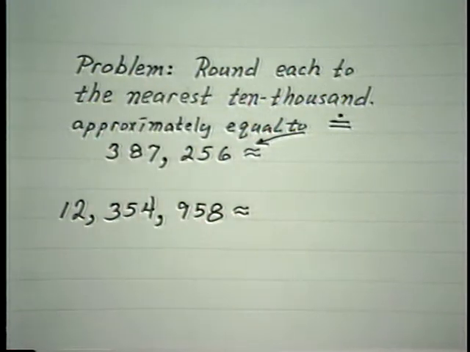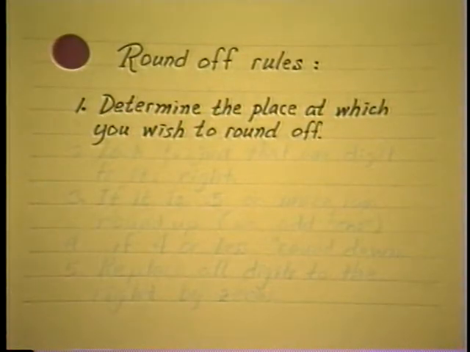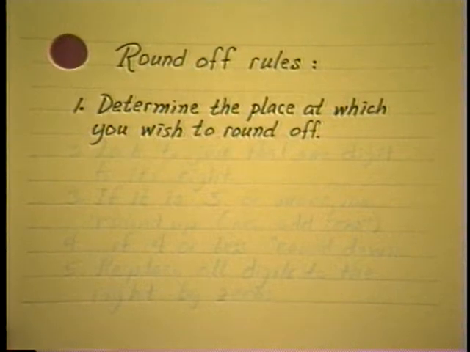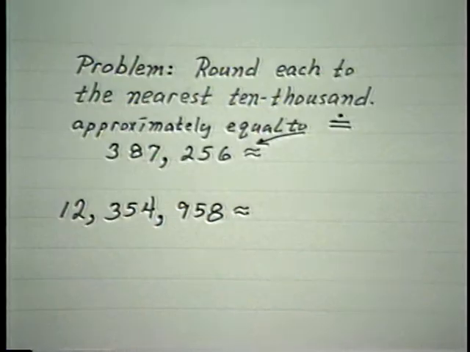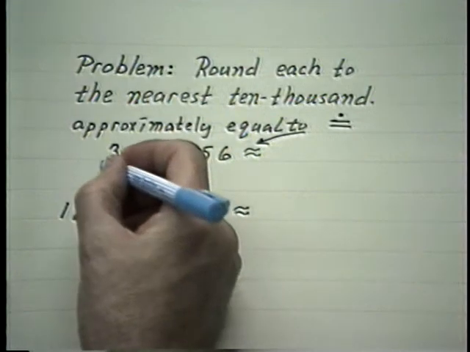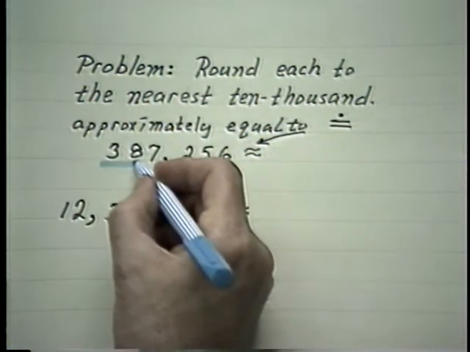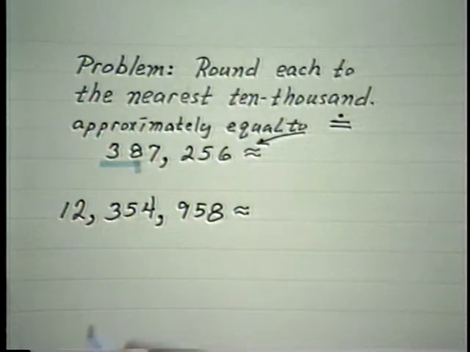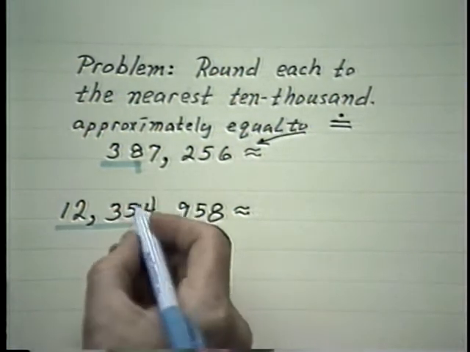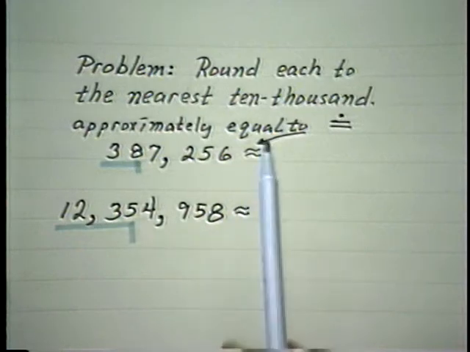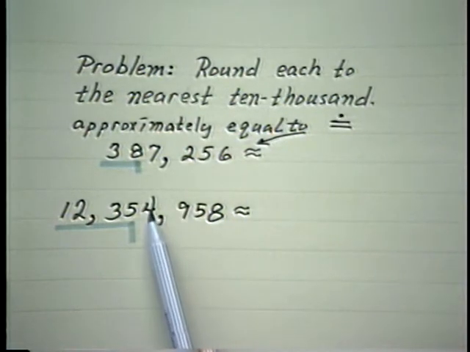So let's come to grips now with the round-off rules we will use throughout this course. Let's add to our formal notes the rules of round-off as we will use them. The first step is to determine the place at which you need to or wish to round off. In the text exercise, this will simply be given to you. In our case, we were asked to round to the nearest 10,000th position. See, ones, tens, hundreds, thousands, 10,000th.